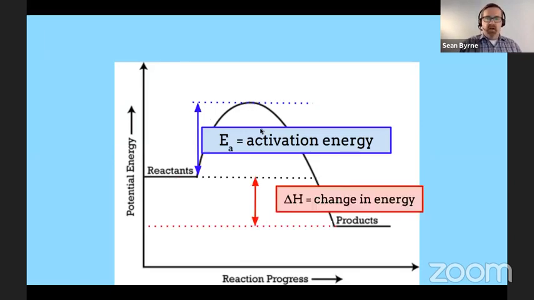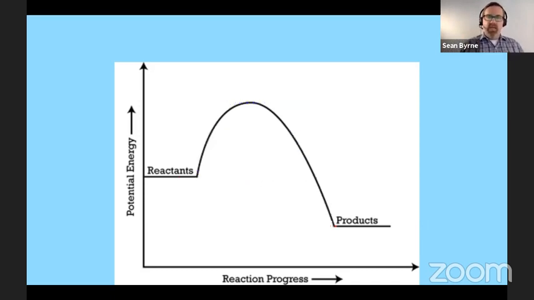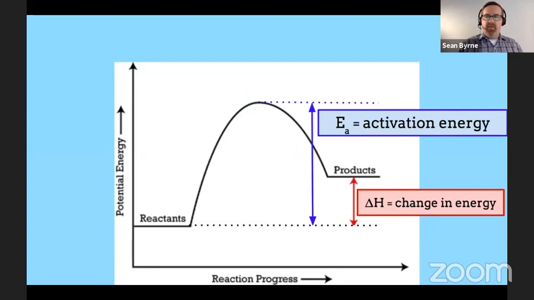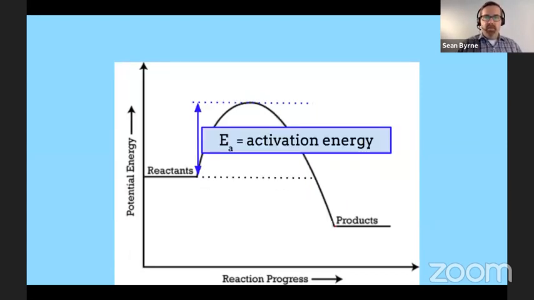And similarly, our delta H, our change in energy, would be calculated the same way, but here we can see that we went from reactants to products. That means energy was released out into the environment. This reaction would feel hot because energy was given off. That means that an endothermic reaction would typically feel cold because energy is absorbed from the environment.